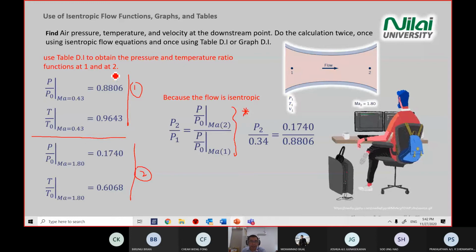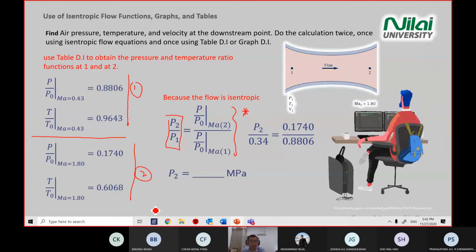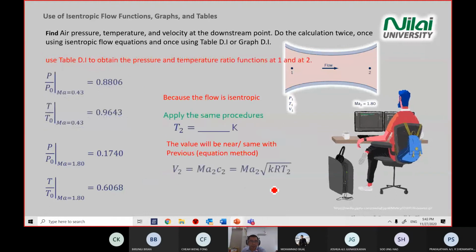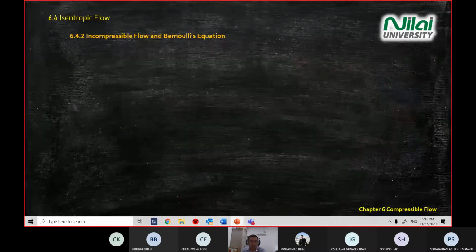The number will change, but you have to know how to find all these ratios from table D1 by interpolation, and then by using the interpolation, you find the required pressure. Okay, so from here you can find the pressure at point number 2. This is the same as the previous one. So T2 is also the same, apply the same. V2 is also the same.